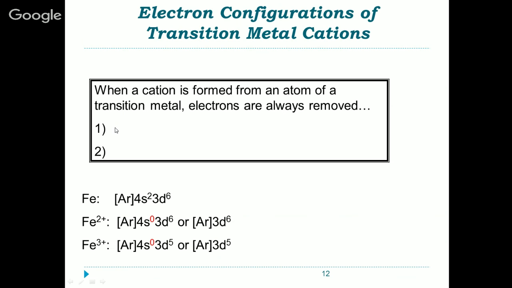So s orbitals first, d orbital second. And if you forget, if you look at your transition metal and whatever row it's in, if you go back to the beginning of the row, you will always see that the s orbital gets filled before the d orbital.